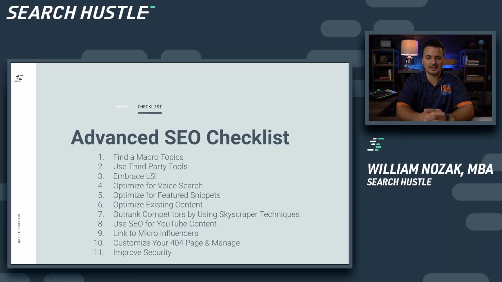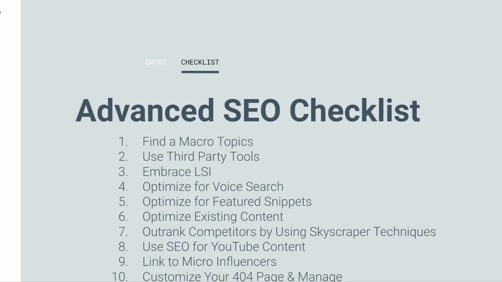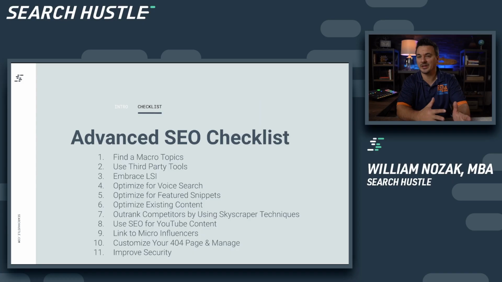Advanced SEO checklists: find macro topics, use third-party tools, embrace LSI, optimize for voice search, optimize for featured snippets, optimize existing content, outrank competitors by using skyscraper techniques, use SEO for YouTube content, link to micro-influencers, customize your 404 page and manage those 404s, and improve your security.